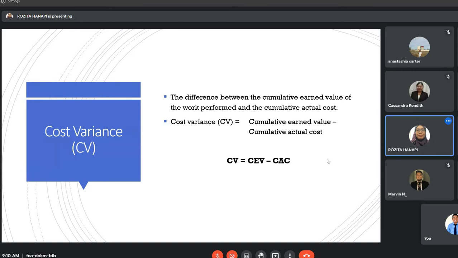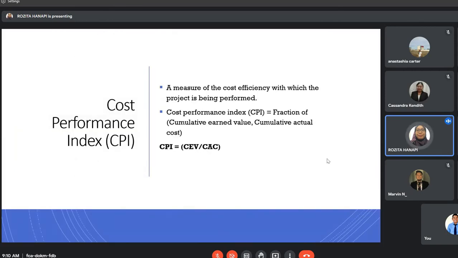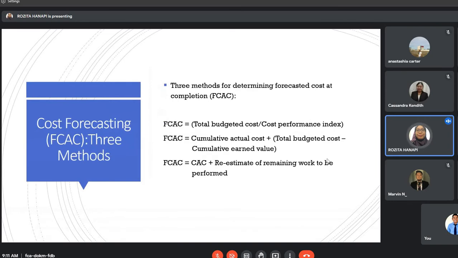Okay. And then for this one, if your answer is less than 1.0, it also indicates that the efficiency of the project is not good. Okay, because the value that you get back is not the same as the value that you have spent on the project. Okay, and then for the other one, this one is for you to forecast the performance of the project.